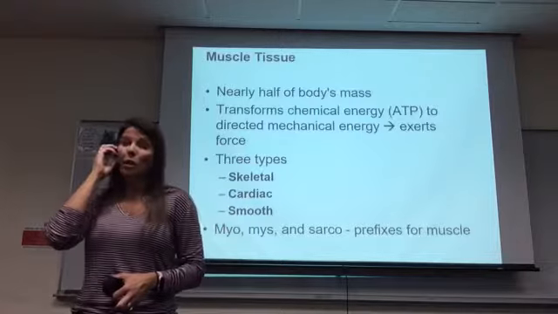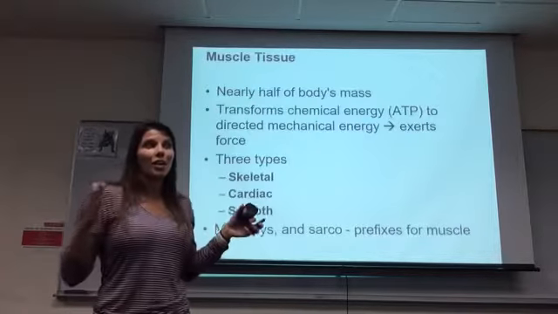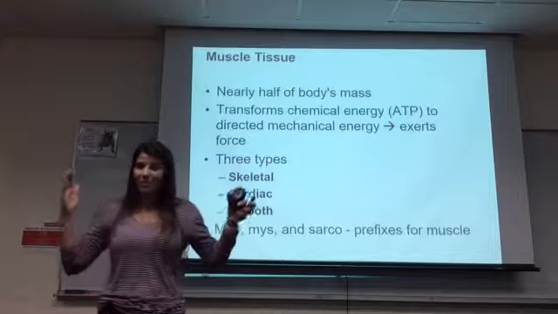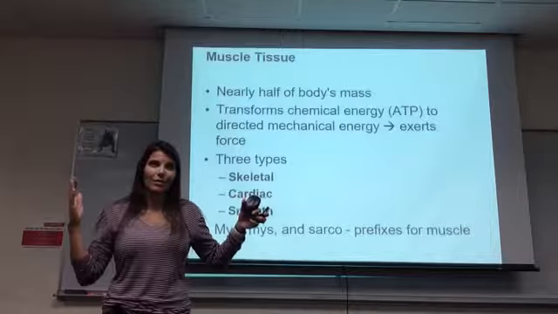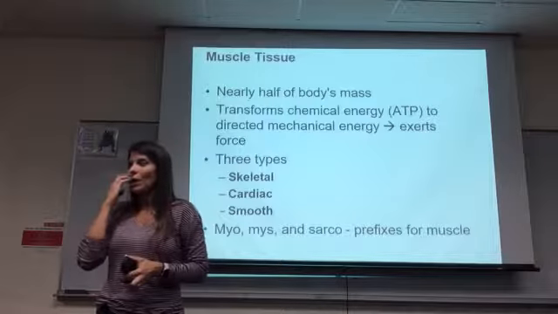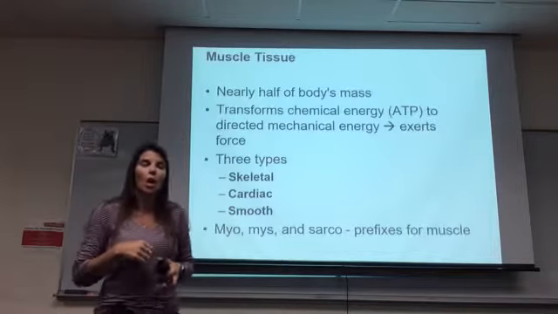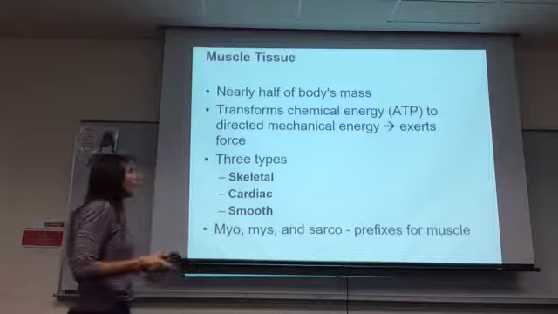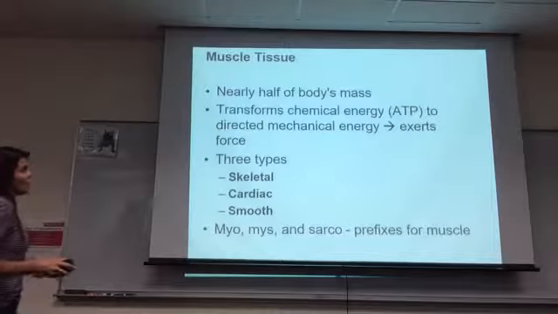The way this chapter is structured, I think there's like 120-something slides. 80 of them are skeletal muscle. Then we have smooth, then we have cardiac, and it's over. So we're going to spend the majority of this chapter on skeletal muscle.